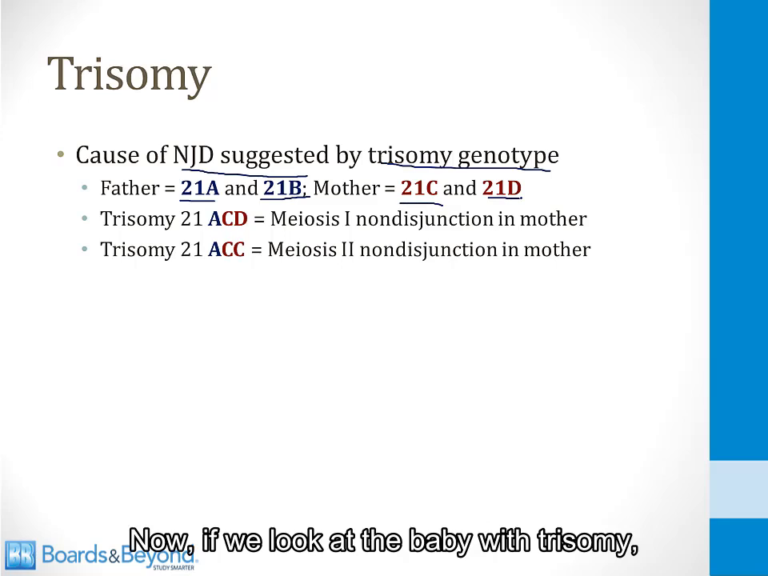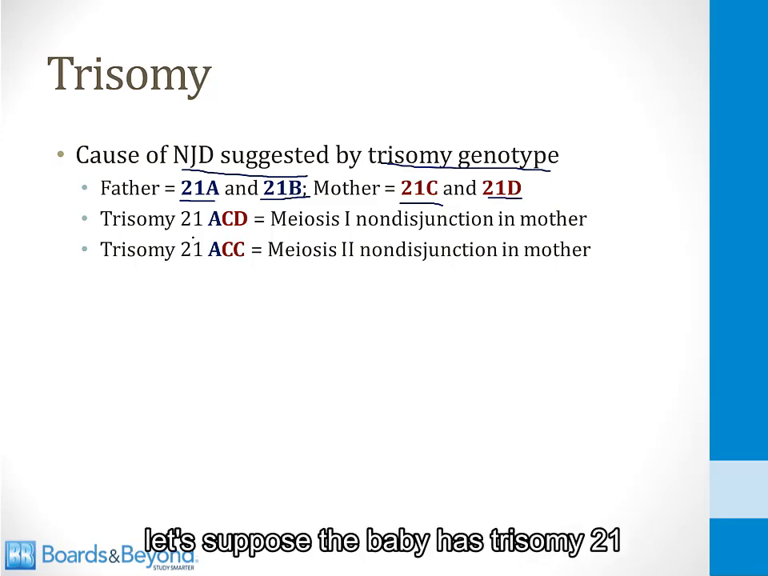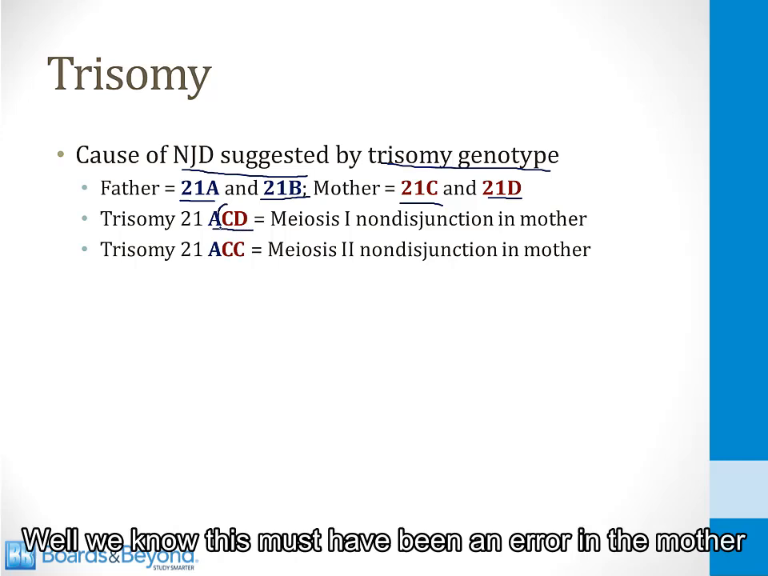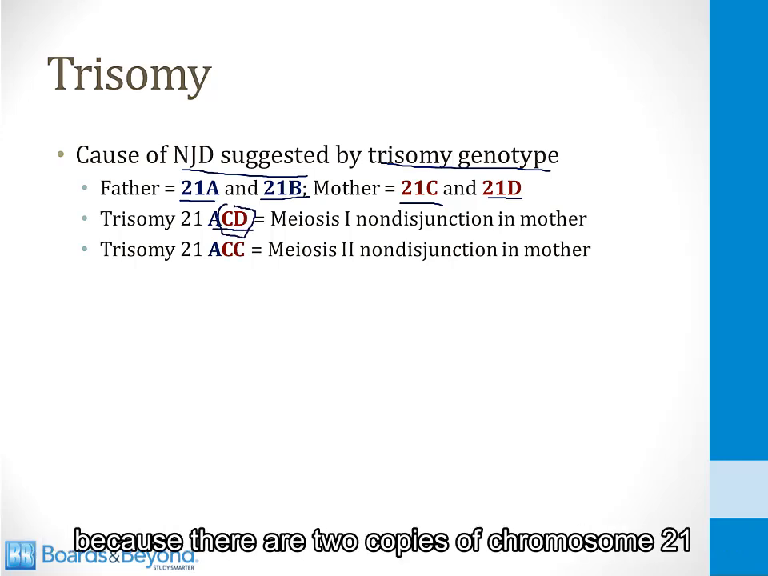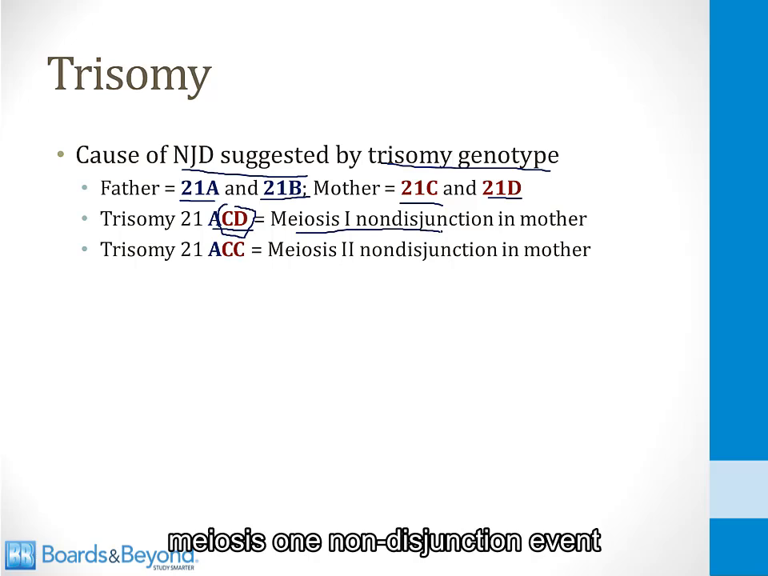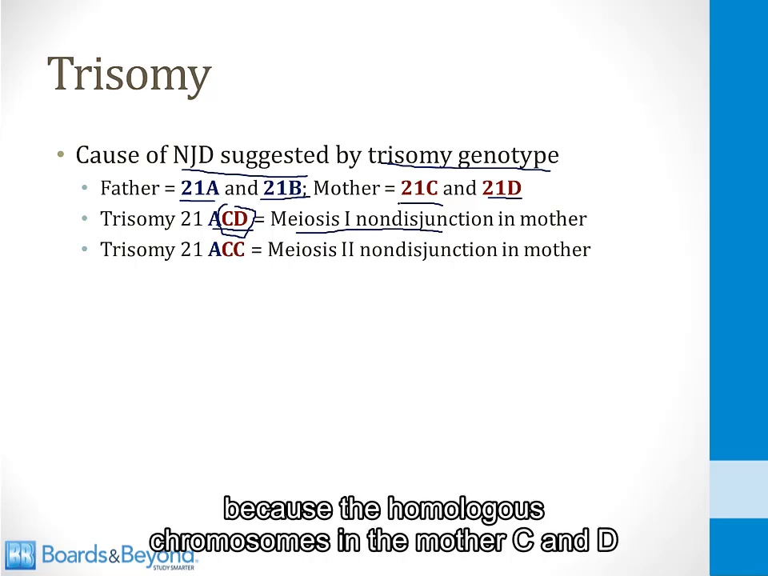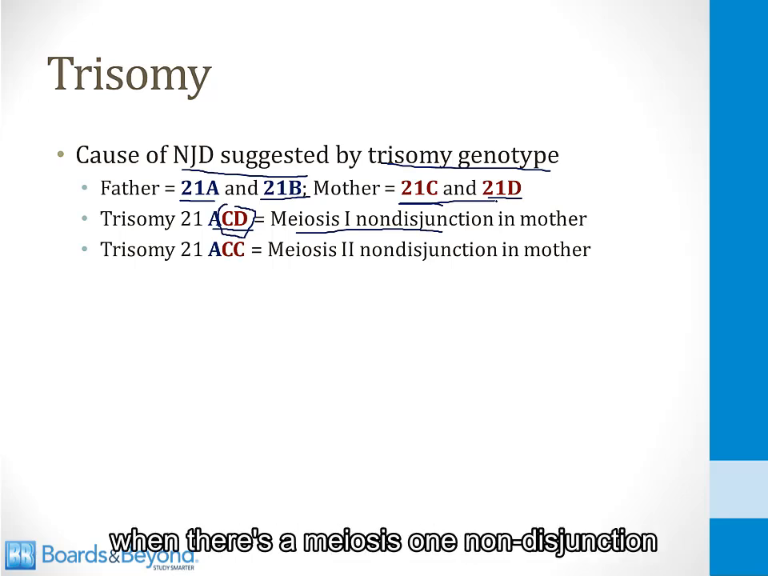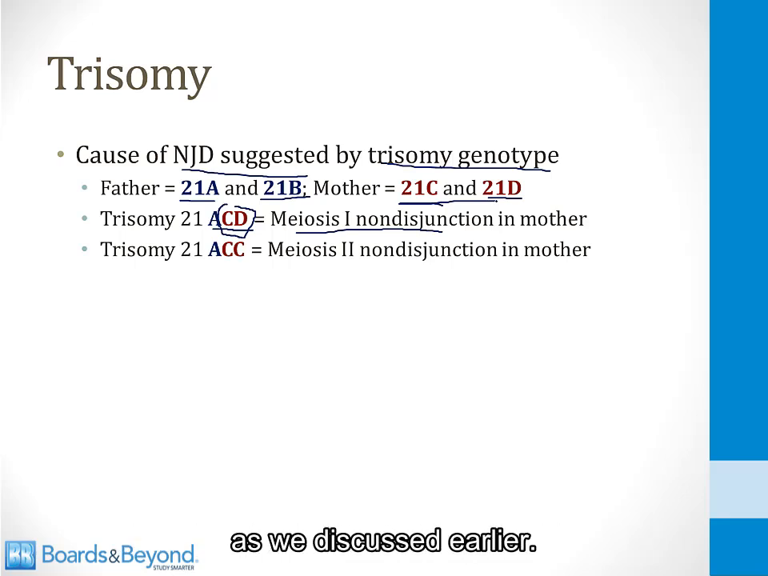Now if we look at the baby with trisomy, let's suppose the baby has trisomy 21 and has copies of chromosome 21 that are A, C, and D. Well, we know this must have been an error in the mother because there are two copies of chromosome 21 that came from the mother. In addition, we know it must be a meiosis I non-disjunction event because the homologous chromosomes in the mother, C and D, failed to separate, and that's what happens when there's a meiosis I non-disjunction, as we discussed earlier.